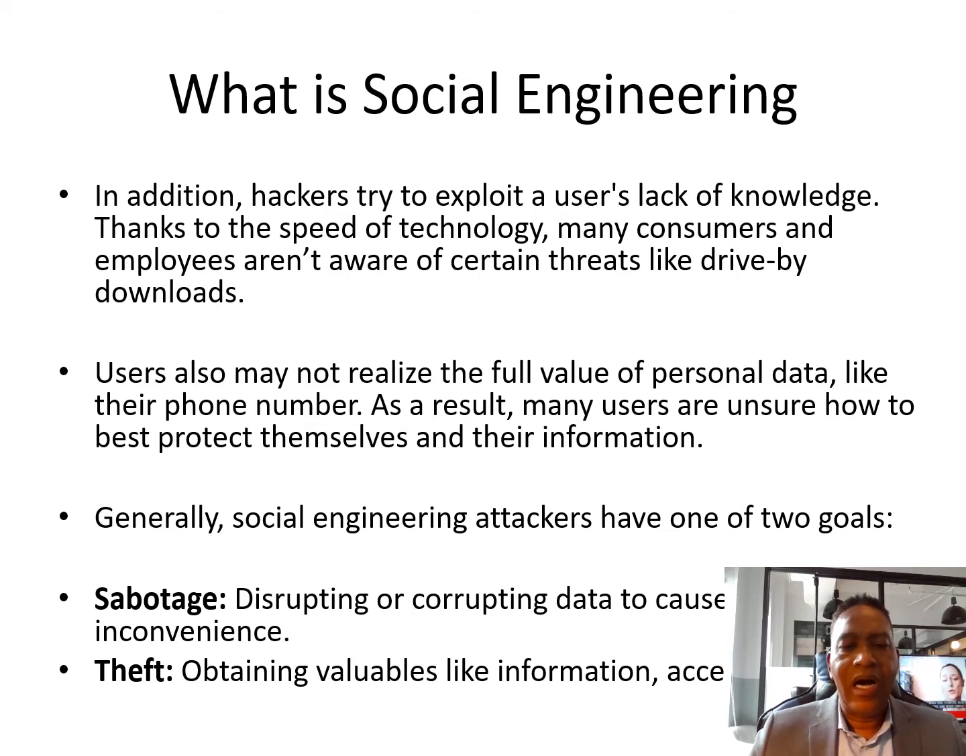Generally, social engineering attackers have one or two goals. The first is sabotage. They want to disrupt or corrupt data to cause an inconvenience. And the second, the main reason, is that they want to obtain valuables like information or access. They're trying to get your password or your access code. So they're trying to get access to something. Typically, it is data.